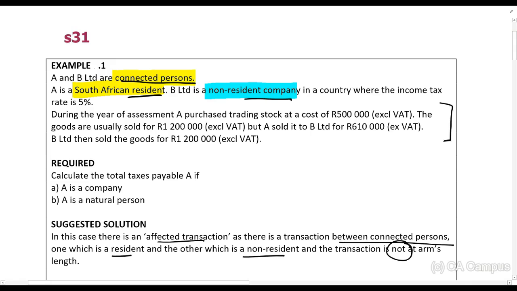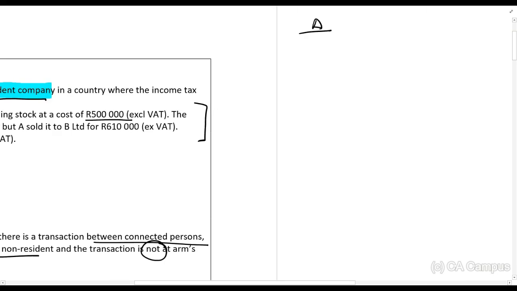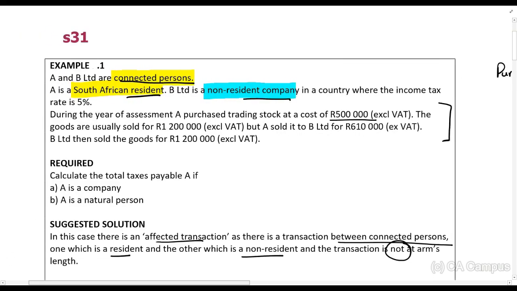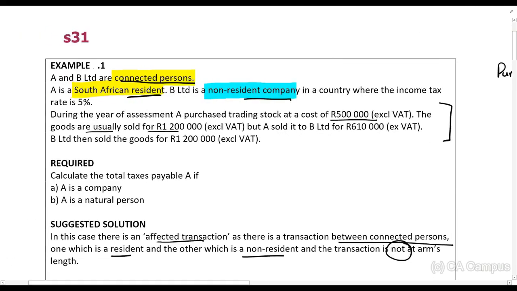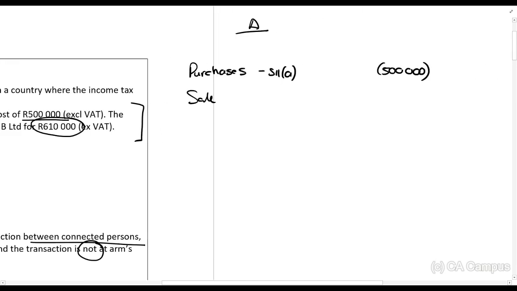So let's look at it. During the year of assessment, A purchased trading stock at a cost of 500,000 rands. Guys, when we're doing these questions, we basically just put in what they said they did. So purchases, section 11A, they would have claimed 500,000 rands as a deduction. The goods are usually sold for 1.2 million rands excluding VAT, but they sold it to B Limited for 610,000 rands. So the sale is 610,000 rands. That's recording what actually happened.